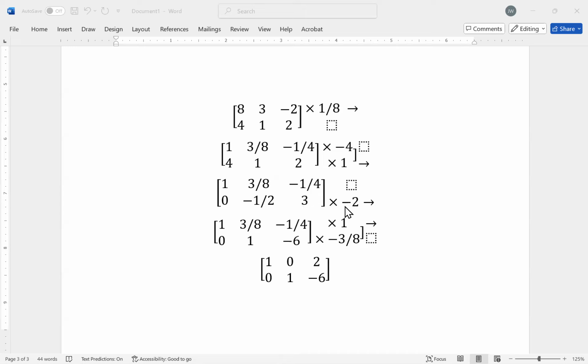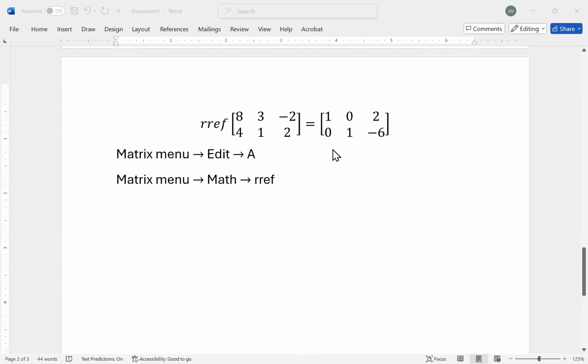I'd multiply the second row by -2 to get a pivot position of 1. And I get 0, 1, -6 in the second row. And then, in order to get a 0 above this pivot position of 1, I'd have to multiply the second row by -1/3 and add it to the first row, and then replace the first row with that sum. That would give me 1, 0, 2 in the first row and 0, 1, -6 in the second row, which is exactly what we got using our calculator. Again, it was just much faster by using the calculator.